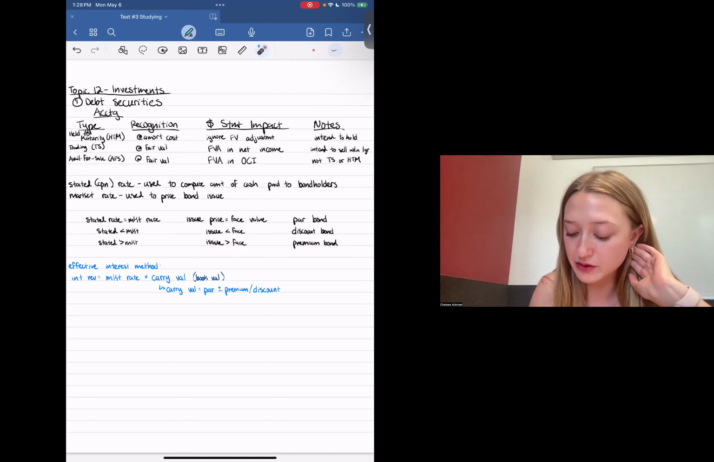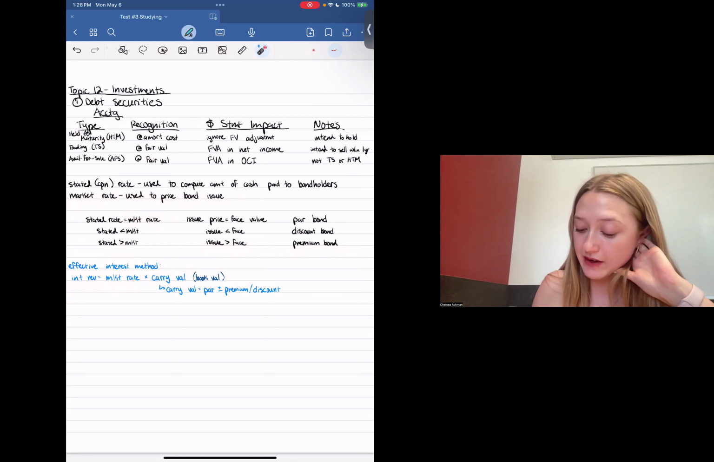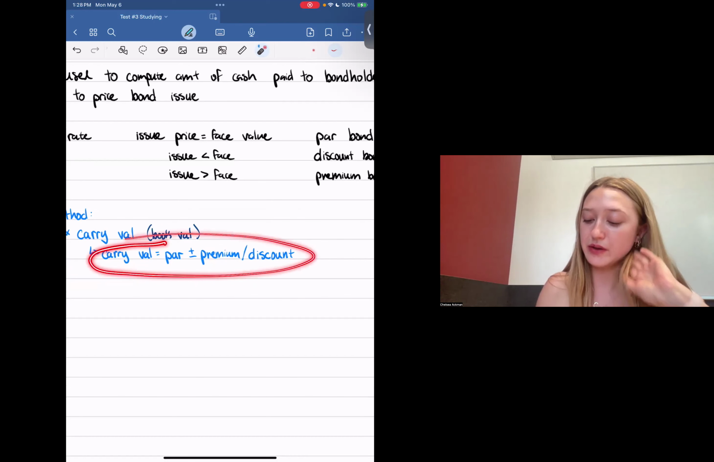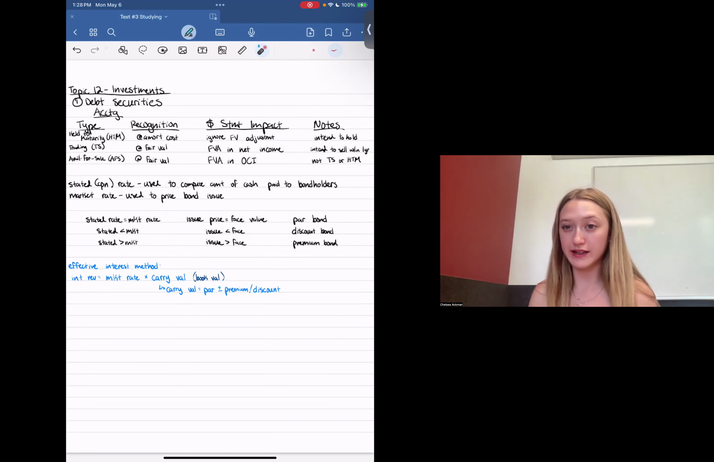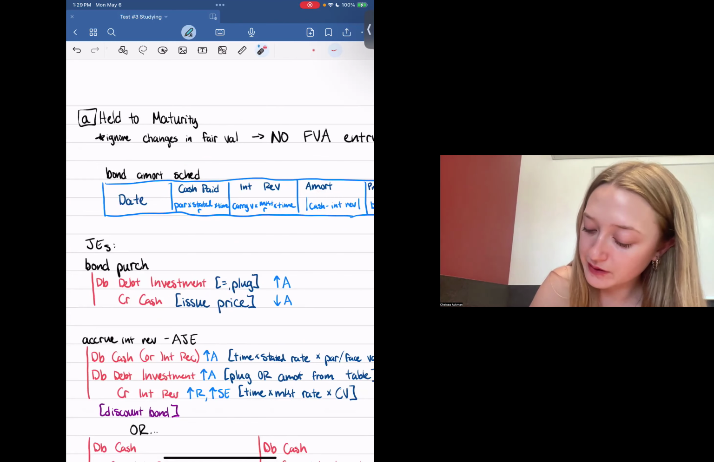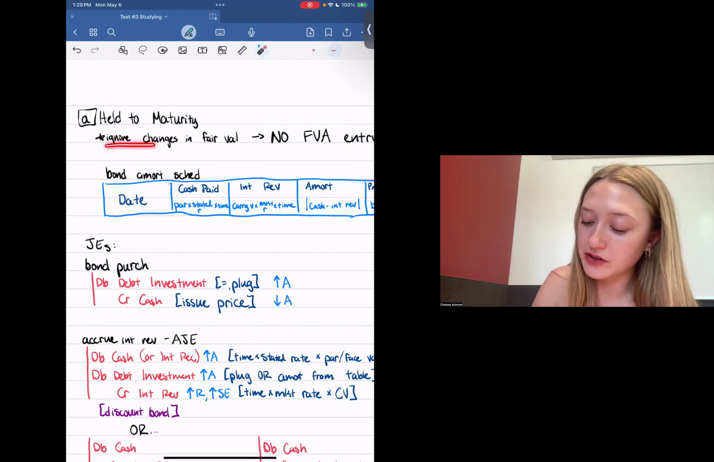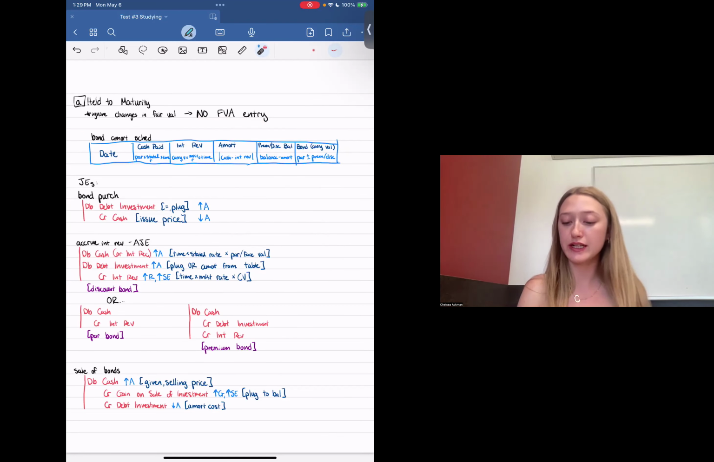And then the effective interest method is where you take interest revenue equal to the market rate used to price the bond issue times the carry value or the book value. And then carry value is equal to par plus or minus the premium or discount. And then we'll get into this a little bit more with the next part. So first, held to maturity securities. Again, you ignore changes in fair value and there is no fair value adjustment entry in your journal entries.